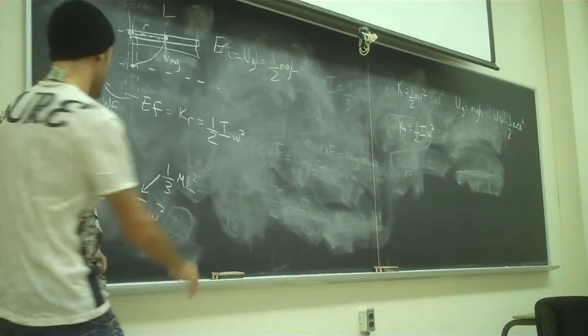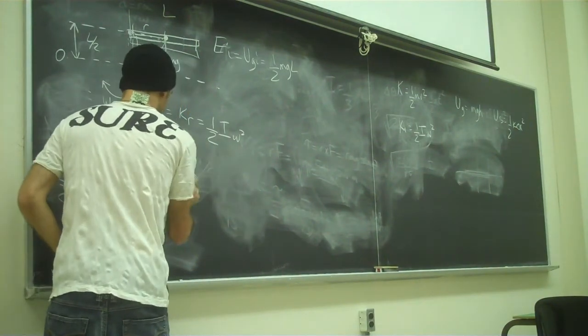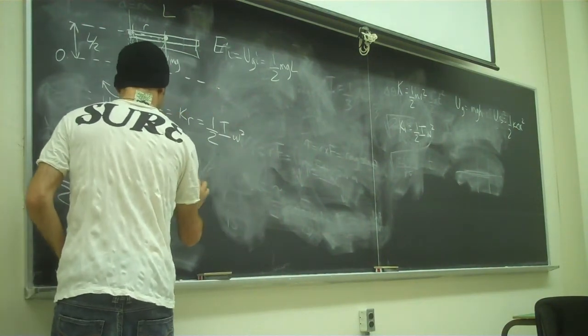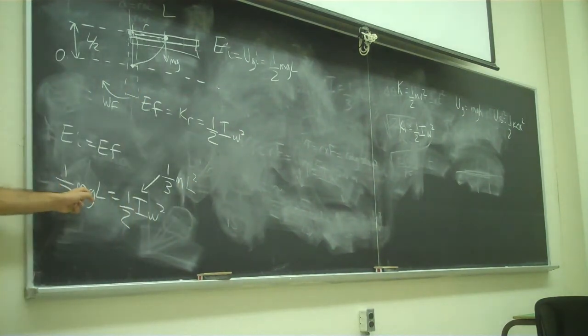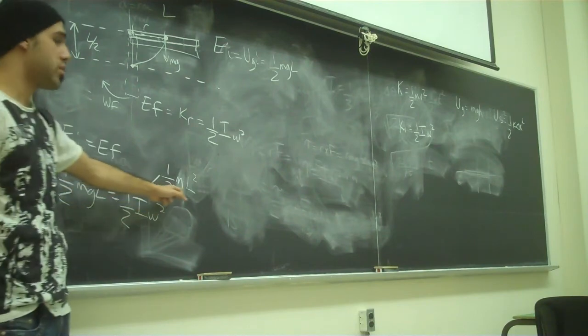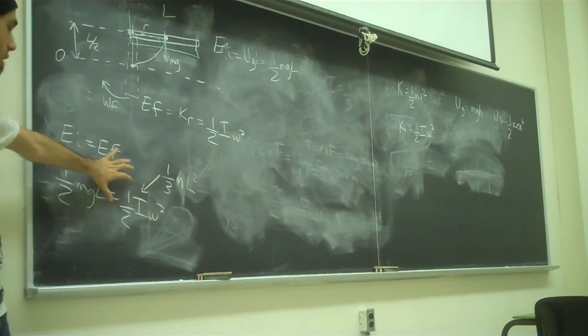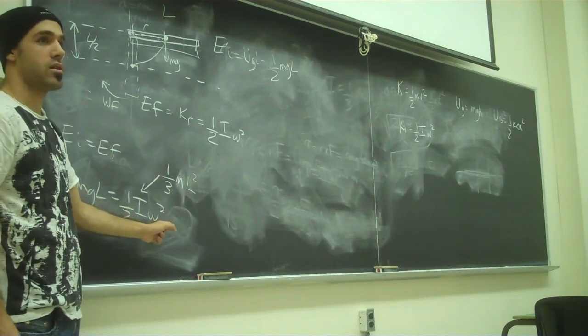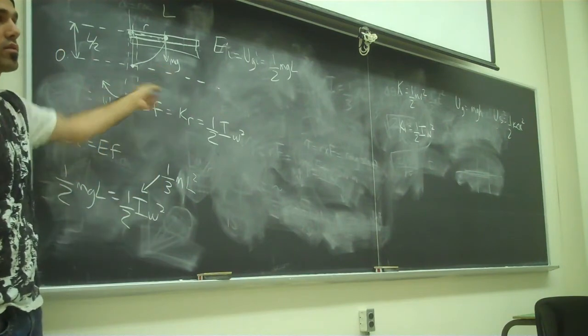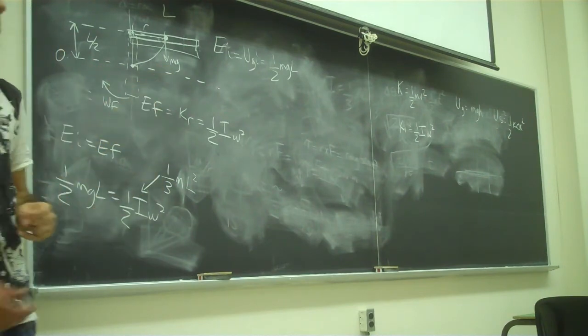So here I'll use small m, so it doesn't confuse you with this m. So it's the same mass. And we know the mass, we know gravity, we know the length. We know the moment of inertia. So if I just put everything on one side, I can solve for omega and get the angular velocity of the rod at the bottom. And that's the problem.